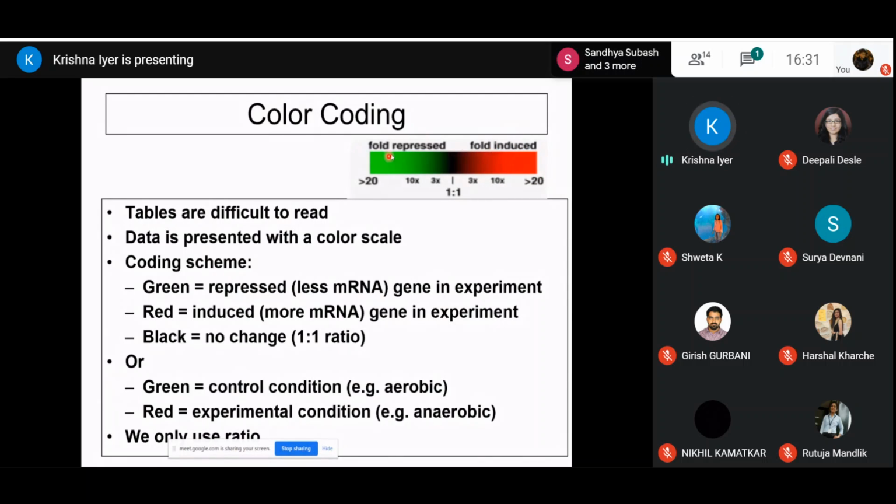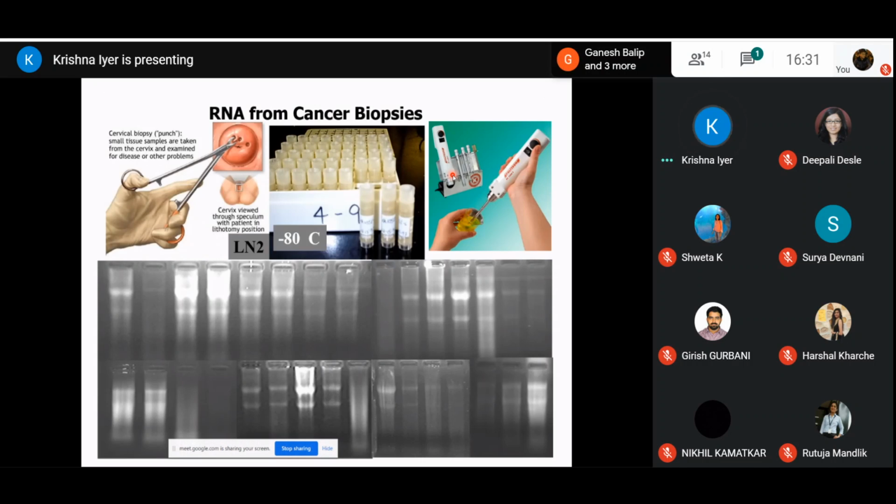And then it is an equal amount of green and red, which will actually end up as kind of black. Then you say, okay, there is no change in the expression. And this is how you get a feel for whether a given DNA is being expressed as mRNA or not. So here's a nice example.